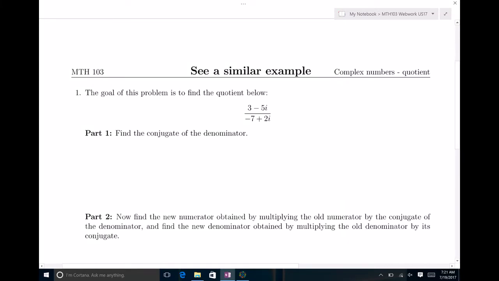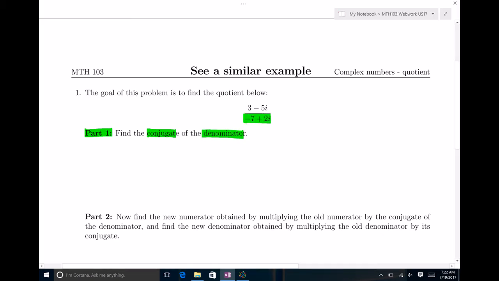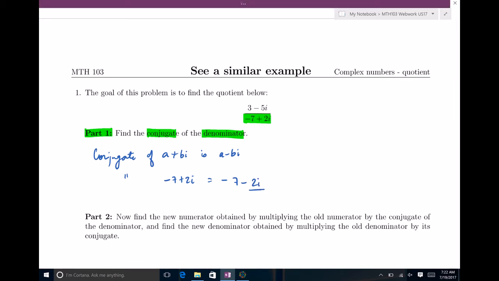We need to find out what this quotient is, and part 1 says that I need to start with finding the conjugate of the denominator. Since the denominator is negative 7 plus 2i, the conjugate of the number a plus bi is just the number a minus bi. So since the number is negative 7 plus 2i, the conjugate is negative 7 minus 2i. You will only change the sign of the imaginary number, not of the real number.